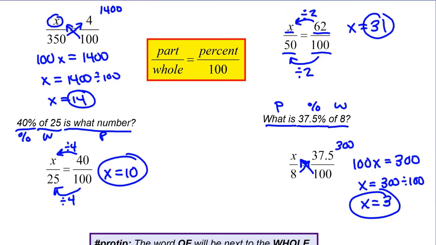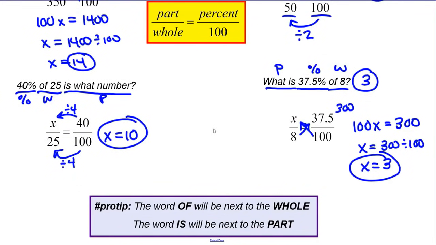So what is 37.5% of 8? 3. 37.5% of 8 is 3. So here I have a pro tip.